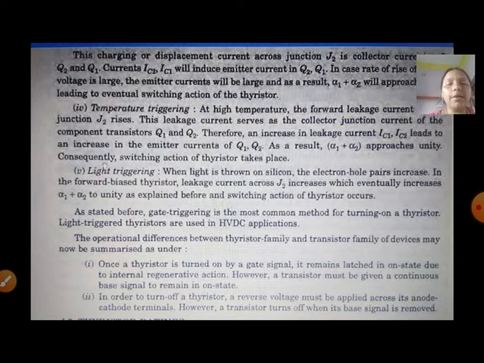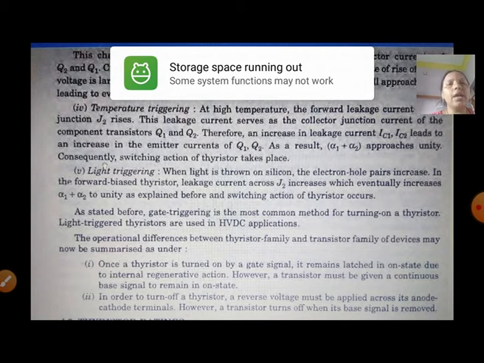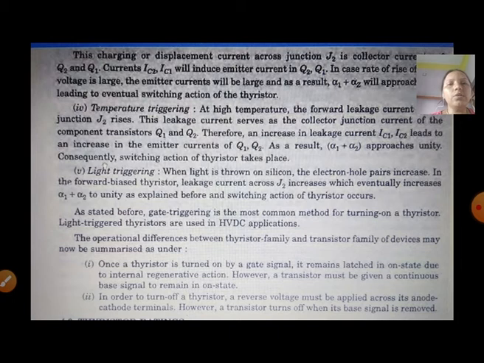If the collector current value increases, that means there is an increase in emitter current, and as a result, with the increase in the emitter current, alpha 1 plus alpha 2 approaches unity, which consequently leads to the switching action of the thyristor. That means once alpha 1 plus alpha 2 approaches unity, IA tends to infinite. If IA tends to infinite, forward anode current flows through the thyristor. That means the thyristor now switches from the forward blocking state to the forward conduction state, that means off state to on state.